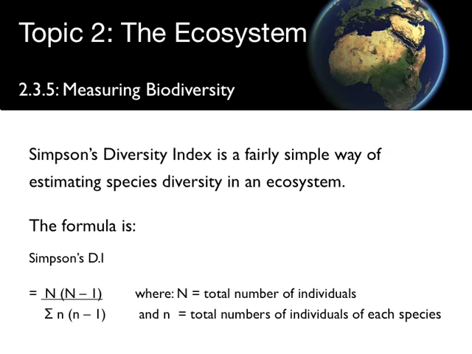So, how does it actually work? Well, Simpson's Index is a fairly simple way to estimate species diversity in an ecosystem. It has a fairly simple formula with only two input values.